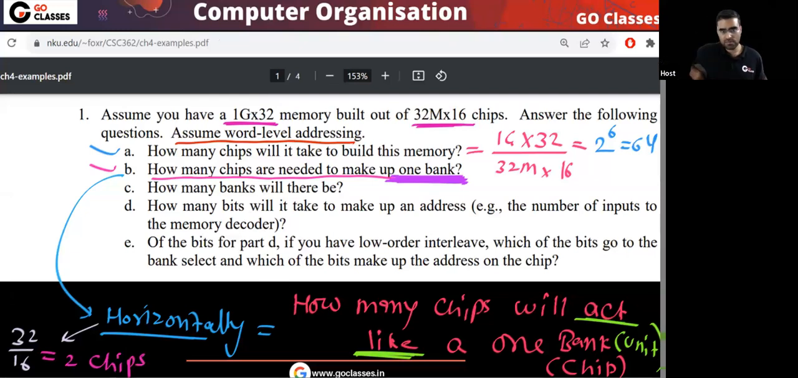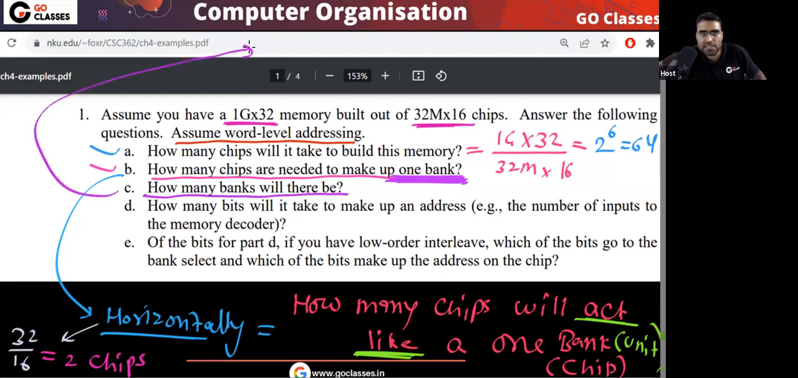What about option C? How many banks will be there? Now what is this question asking? This is asking vertically. Basically, vertically, how many levels are there? If you want to find that, what will you do? Just divide 1G by 32M. So what will that be? 1G divided by 32M will be 32. So for option C, the answer will be 32.